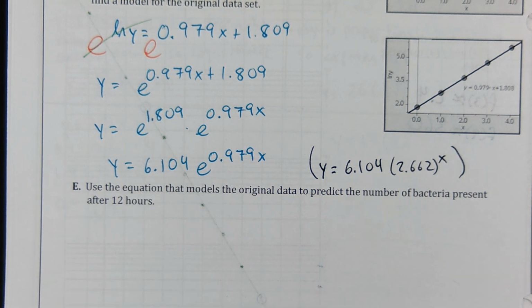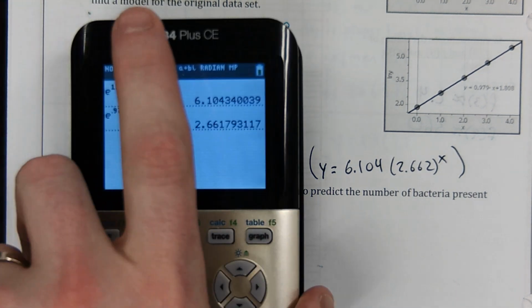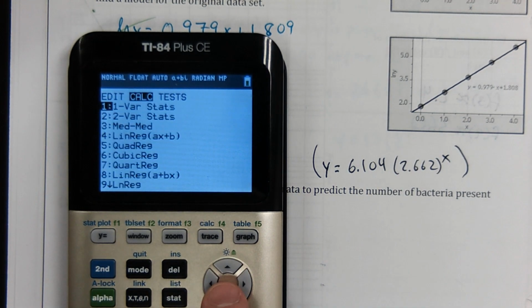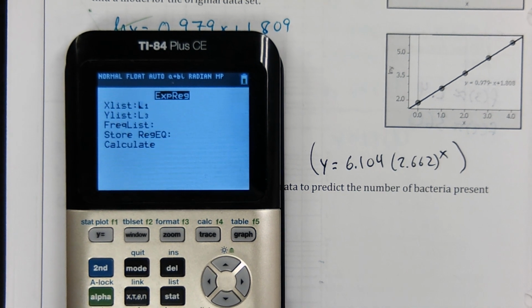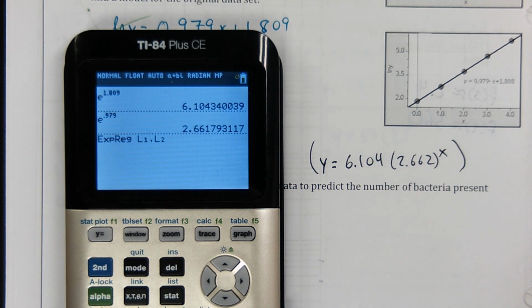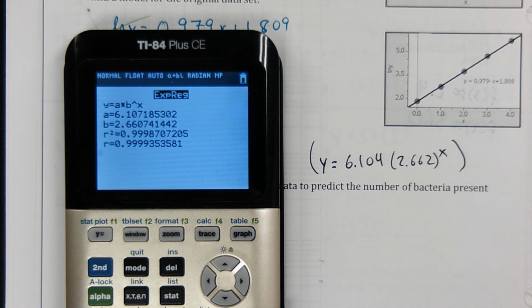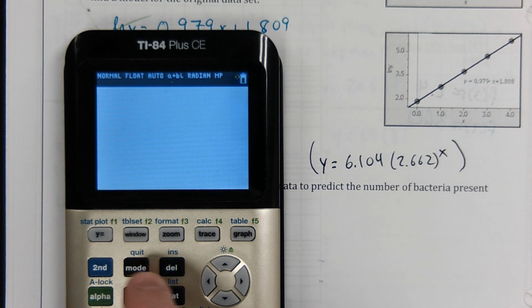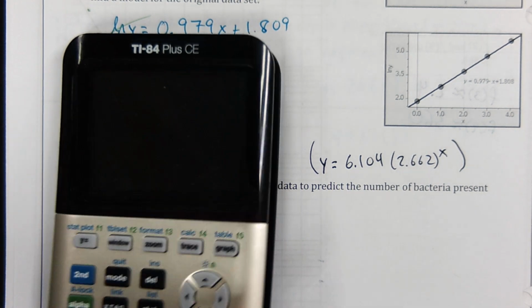So out of curiosity, stat calc exponential regression on L1, L2. It says it's about 6.107 times 2.661 to the x. So pretty darn close, right? Pretty close. I was just curious. I didn't do that in second period, I should say. I wanted to know how good the model was. It's pretty good. Did you see all those R's?